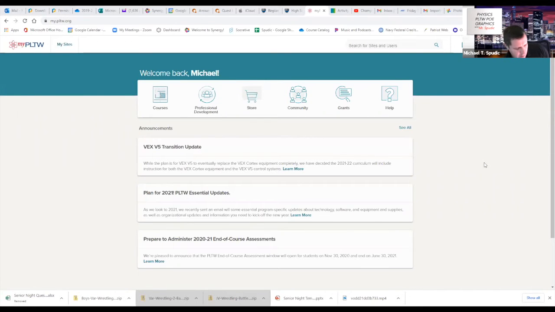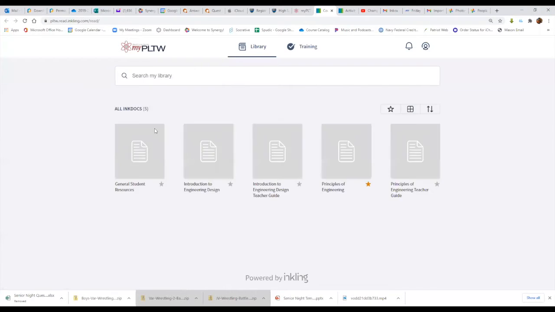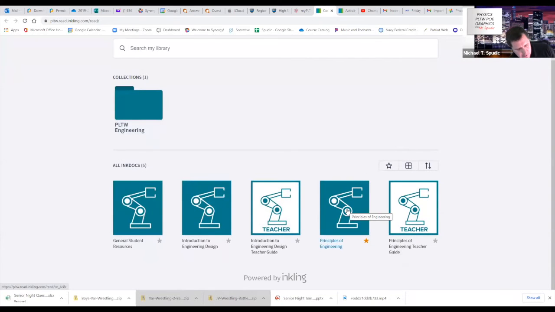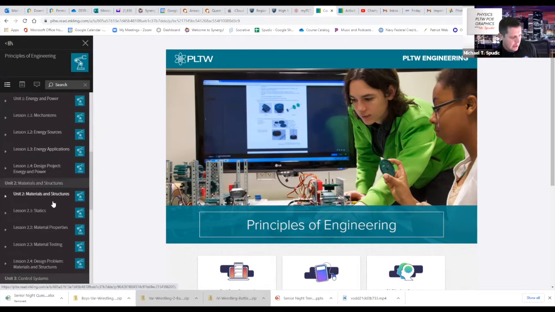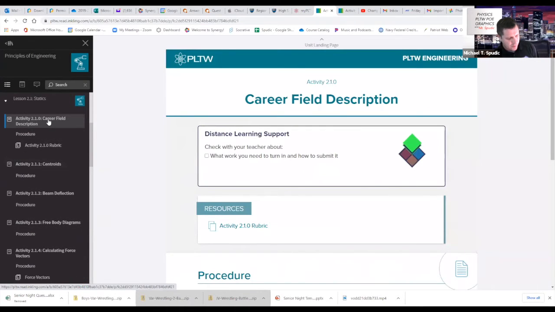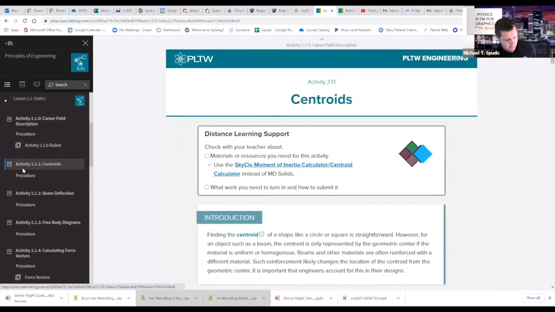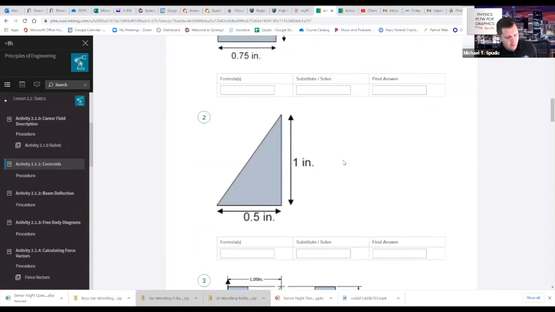So that is where we're going to go. And then from here, you're going to courses. You should see every course you've ever taken at PLTW, and there is Principles of Engineering. And again, I'm doing the student view, so I just clicked on student one, which is the same as you, okay? And we're going to 2.1 Statics, and going to Centroids. All right, this procedure just gets you down to this spot. And here are the three things you're going to calculate.